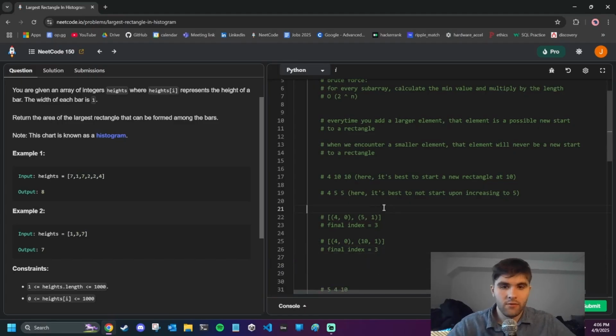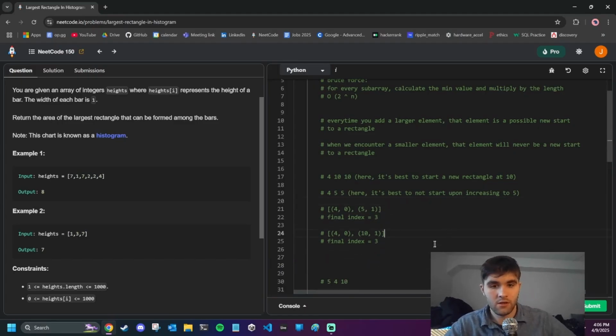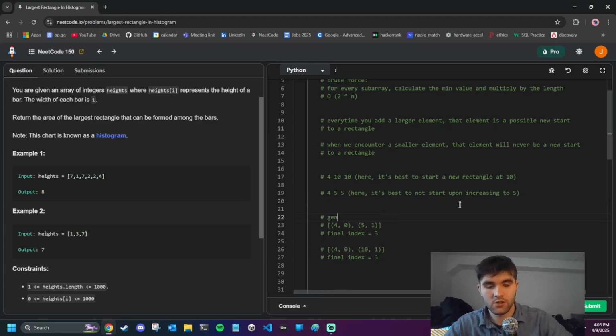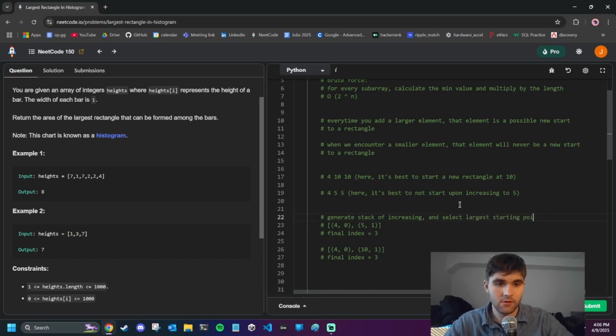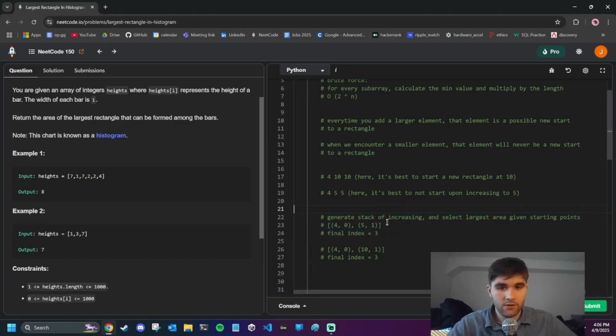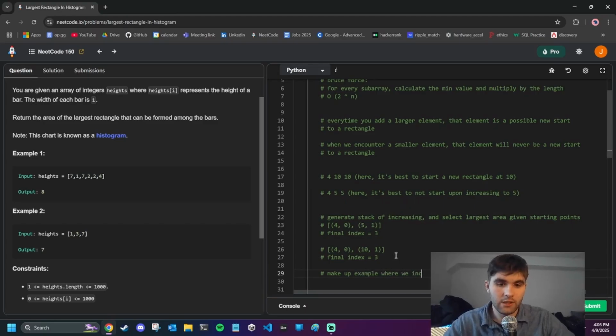Okay, so this is good thinking. I'm thinking like generate a stack of increases and select the largest starting point. We don't really need the largest starting point, but the largest area given starting points. So if we could build this stack, okay, so now let's make up an example where we increase then decrease.